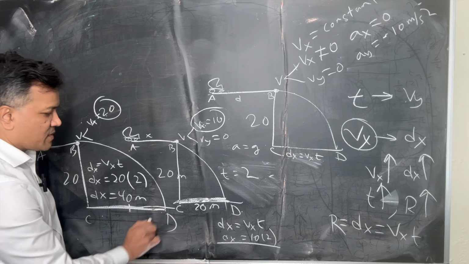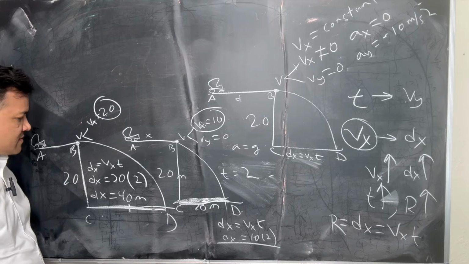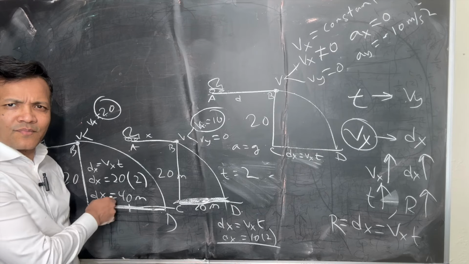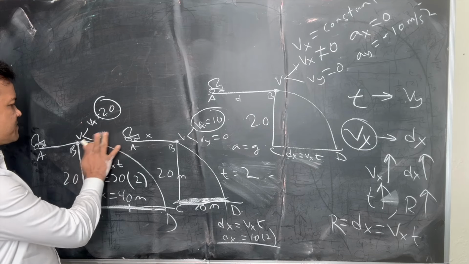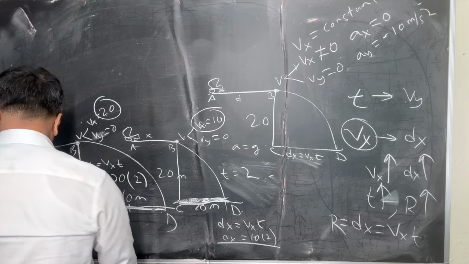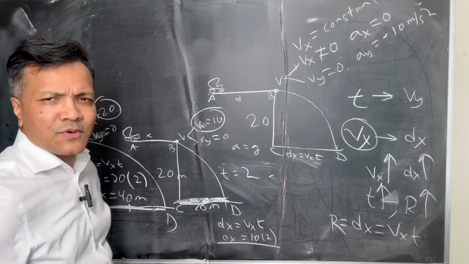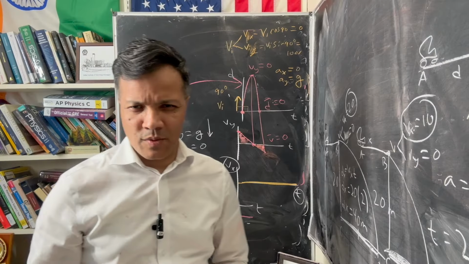Now this range is 40 meters and this range is 20 meters. If you double the velocity in the x direction, then of course the range is double. Okay, hopefully you understood the problem. If you don't, then of course let me know. Let me go over problems 8 and 9.